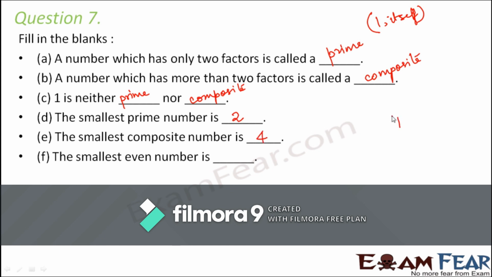That's because 1 is neither prime nor composite, 2 is a prime number, 3 is also a prime number, and 4 is a composite number. So 4 is the smallest composite number. The smallest even number is 2. Because 1 is neither even nor odd. So 2 is even number because it is divisible by 2. Therefore, it is the smallest even number.